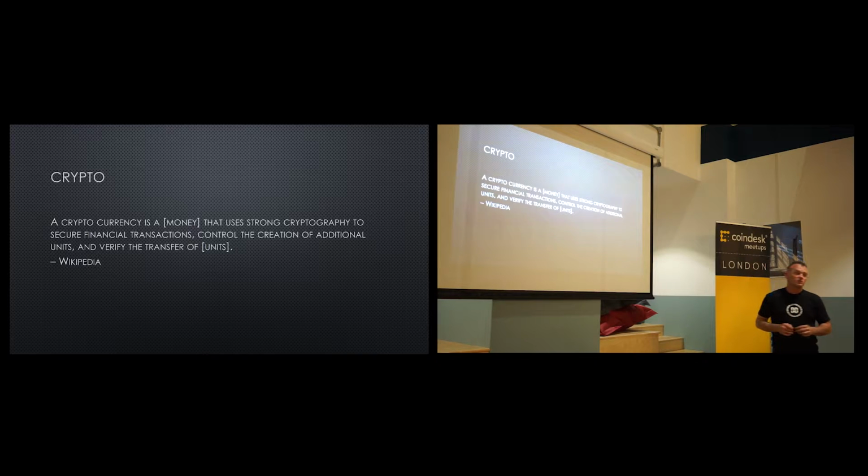Okay, so this term, cryptodynamics, I just looked up crypto and dynamics and tried to make sure that I was aligning pretty well with the terminology that's out there. And this is what Wikipedia says about cryptos. A cryptocurrency is a money that uses strong cryptography to secure financial transactions, control the creation of additional units, and verify the transfer of units. I paraphrased it a little bit, but I thought it was a surprisingly good definition from Wikipedia.